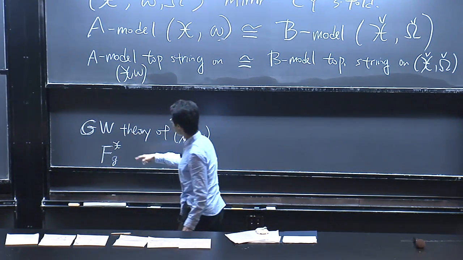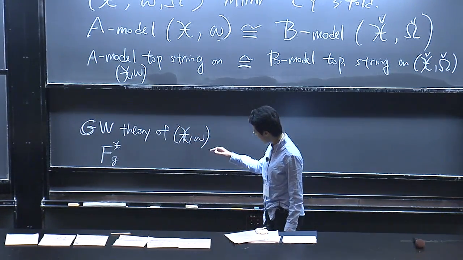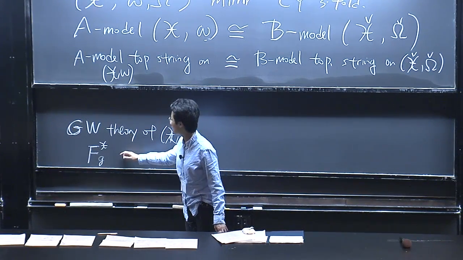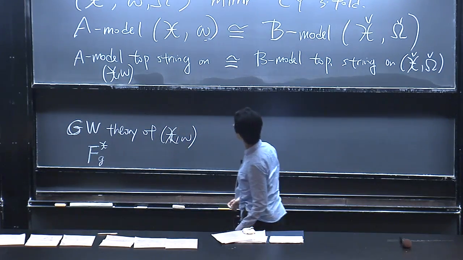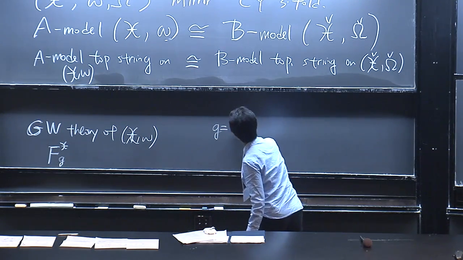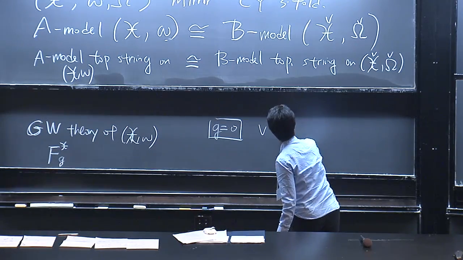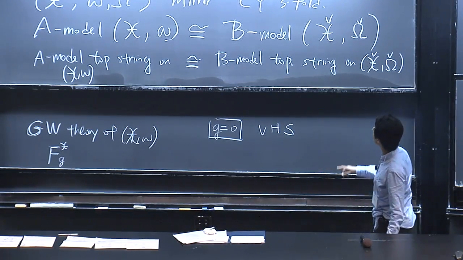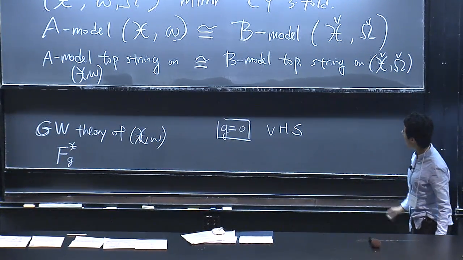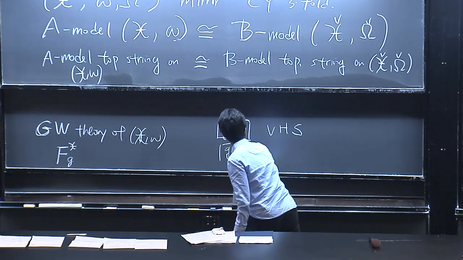So for the Calabi-Yau threefold case, this gives us in particular some generating function F_g. This is a generating function of genus g Gromov-Witten invariants of X, defined by counting genus g holomorphic curves in X. On the B model, the genus zero theory is just the variation of Hodge structure described in terms of the period integral of this holomorphic three form along 3-cycles.